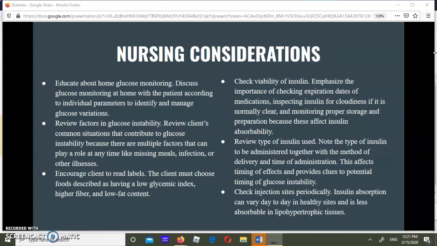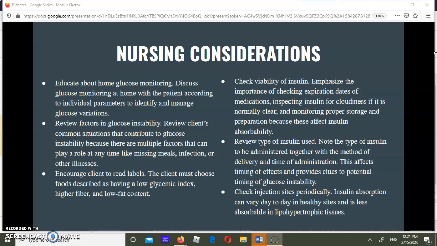With the insulin which is going to be expired, it doesn't have the same potency as the fresh insulin. So it means the amount that you usually inject will not have the same effect on lowering the blood sugar as the insulin that is nice and fresh.